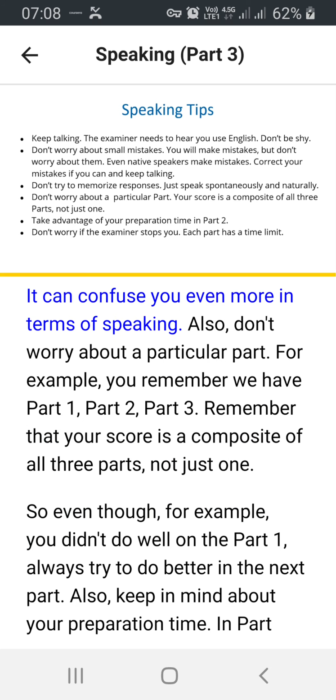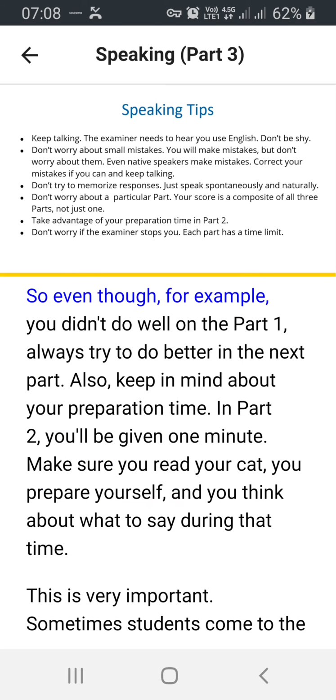Also, don't worry about a particular part. For example, you remember we have part 1, part 2, part 3. Remember that your score is a composite of all 3 parts, not just one. So even though, for example, you didn't do well on part 1, always try to do better in the next part, okay?